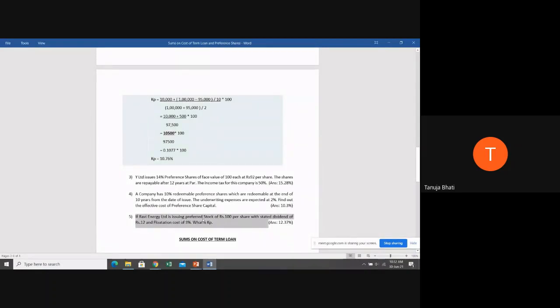Similarly, the fifth one: if Ravi Energy Limited is issuing preferred stock. Now, don't get confused in the exam: stock is nothing but the collection of all the shares, and preferred means preference shares. And they are asking what is KP. By KP you should understand they are asking the cost of preference share capital. If Ravi Energy Limited is issuing preferred stock of rupees 100 per share with a stated dividend of rupees 12 and flotation cost of 3%, what is KP?